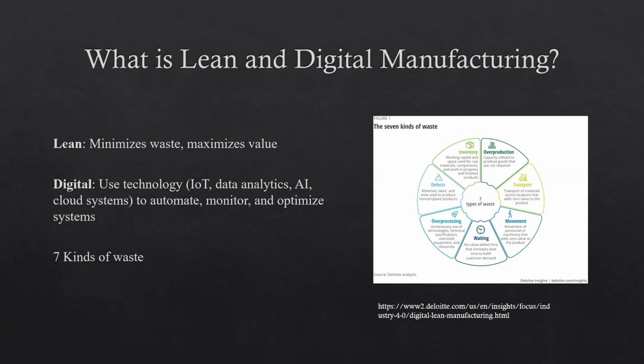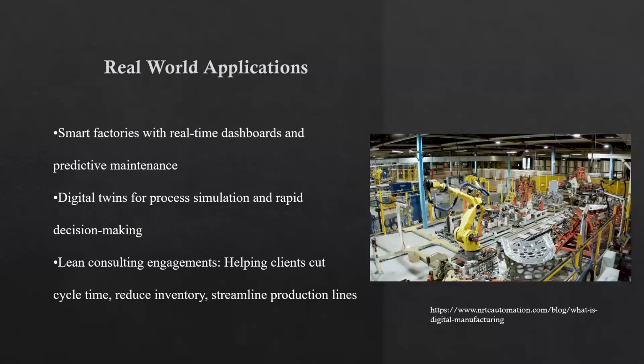So here to the right, I have a diagram of seven different kinds of corporate waste. Super common in every single business, but this is kind of preached with consulting models. Defects, inventory, overproduction, transport, movement, waiting, overprocessing, all these things can accumulate to lose companies millions of dollars. So our whole idea behind lean and digital manufacturing will be to limit this waste.